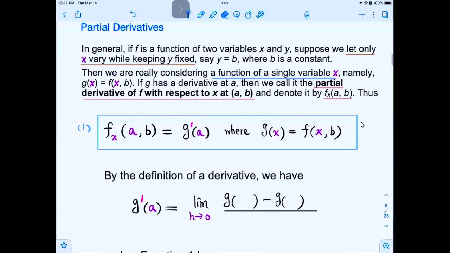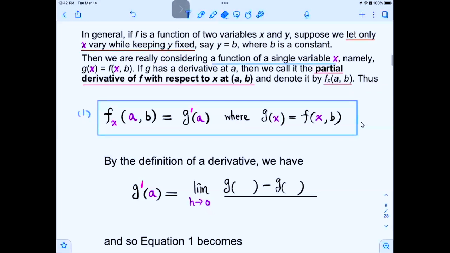Now the idea of partial derivative. So this is an example. If you have a function of two variables, x and y, and suppose we let x vary and keep y fixed. That was the example we have done, right? We keep one variable fixed, and then we let the other variable vary. Say the second variable, the y here, is fixed to be c. Then we only consider a function of a single variable x, because the only change over there is the x. The y is fixed.